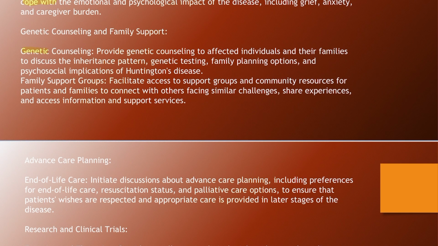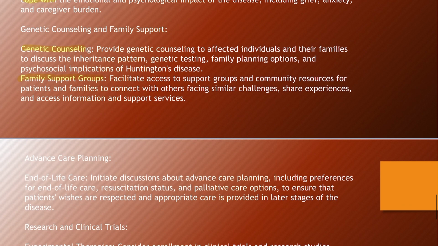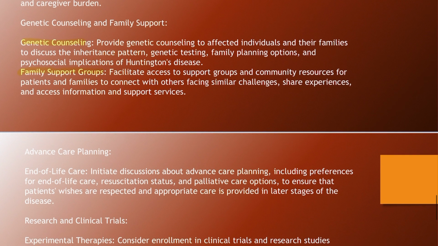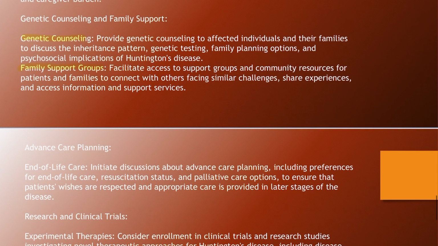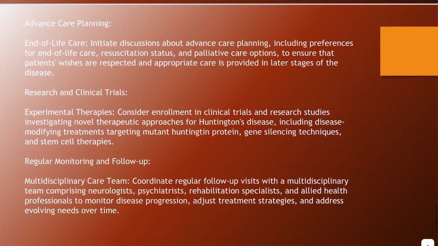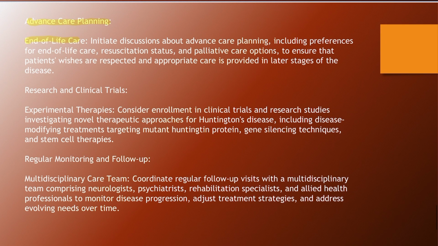Family support groups: we facilitate access to support groups and community resources for patients and families to connect with others who are facing similar challenges. Advanced care planning is important, as it is in any chronic condition. So for end of life care, we initiate discussion about advanced care planning, including preferences for end of life care, resuscitation status, and palliative care options.